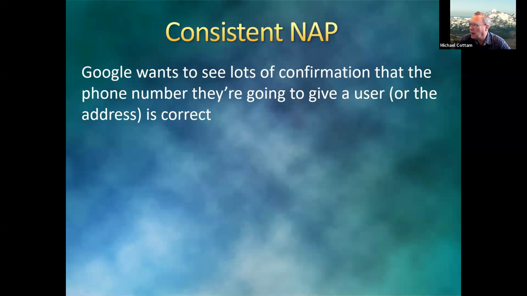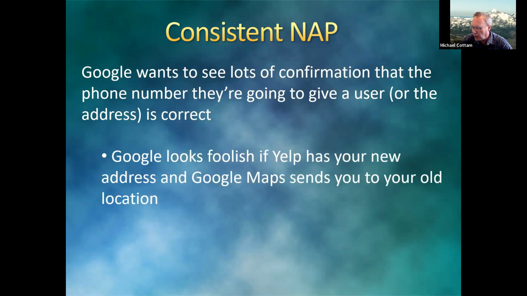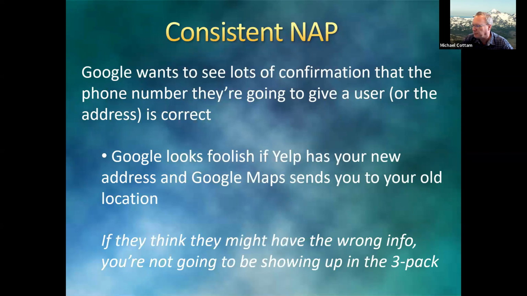Let's talk about the NAP again. So the phone number or the address being consistent, being correct is really important. They're going to look really foolish because even though Google is very dominant and basically a near monopoly, they're still worried that people will start switching over to Bing or to DuckDuckGo or go to Yelp to look for reviews instead of Google, whatever. So they're pretty hardcore on not showing anything that might make them look bad.